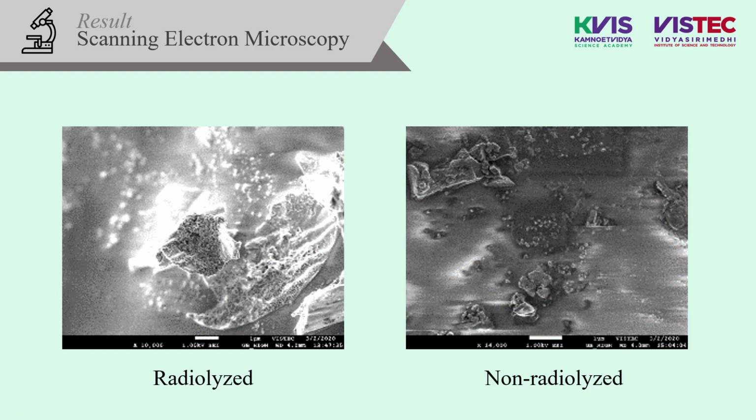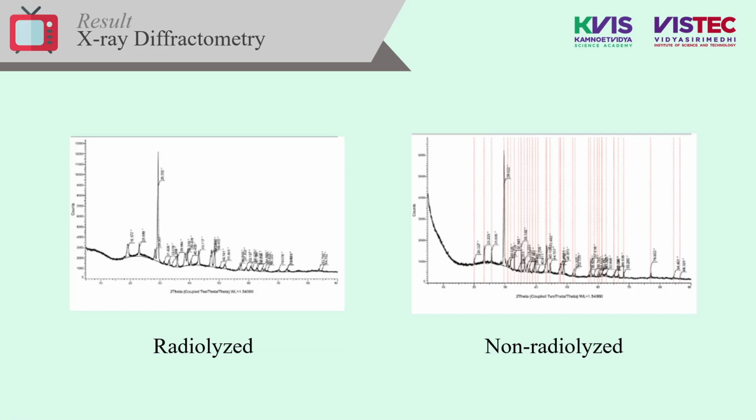on its surface. The X-ray diffraction of the product shows that even after carbonization, the product still retains some crystalline structure, as seen from the peak at 30 degrees. Still, it is more amorphous than the non-radiolyzed version, with generally fewer peaks.